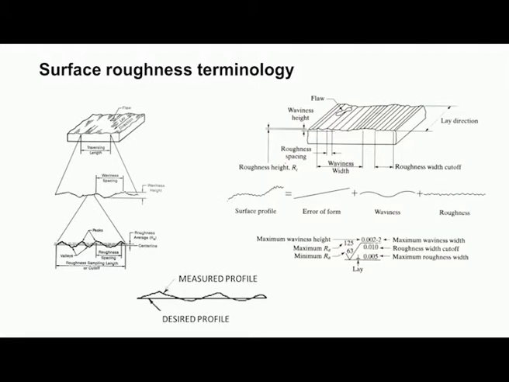So, the surface is tapered like this. This is the surface profile, and this is actually the combination of these three: the form error, which is the taper in this case, and then we have waviness, and then we have roughness. All these put together, we get the profile like this.